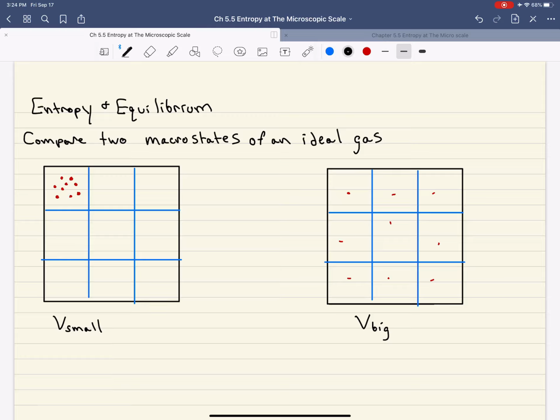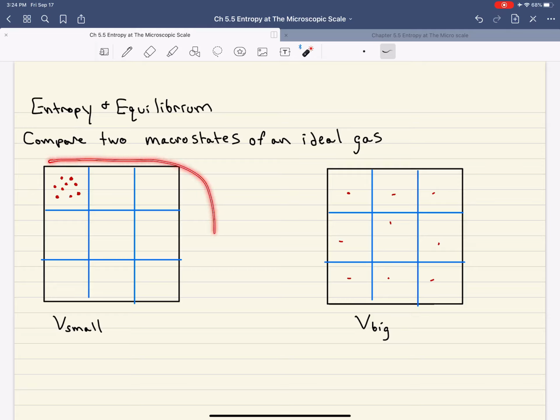The last thing I want to talk about with regards to a microscopic understanding of entropy is how entropy is related to the concept of equilibrium. To do this, let's discuss two different sorts of systems, or two different macrostates of an ideal gas.